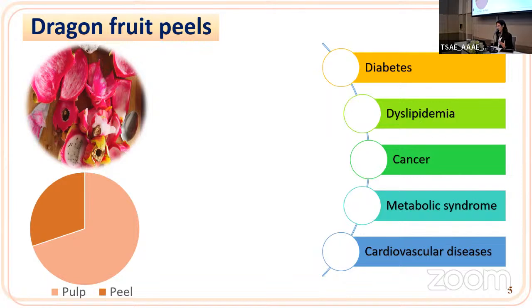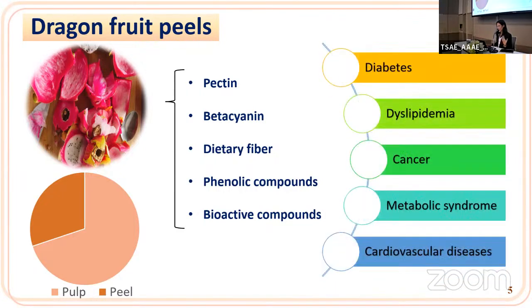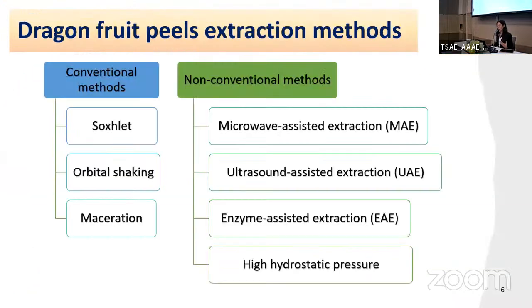But a lot of reports found that these peels have a lot of compounds, for example pectin and betacyanin, which is a really good source of red colorants, and they have dietary fiber, phenolic compounds, bioactive compounds, including vitamins and acids that have been associated with reducing diabetes, dyslipidemia, cancer, metabolic syndrome, and also cardiovascular disease. So now we know why dragon fruit and why dragon fruit peel.